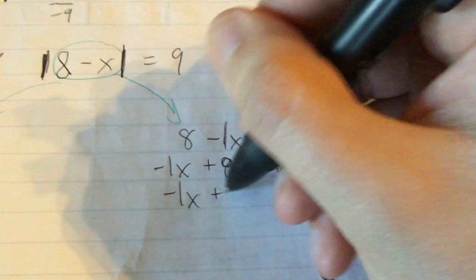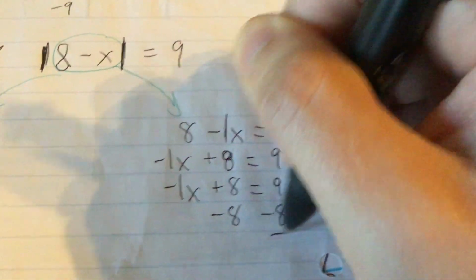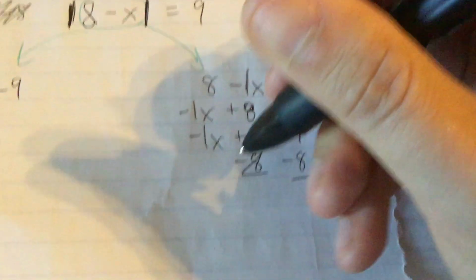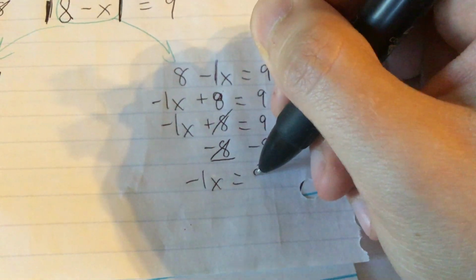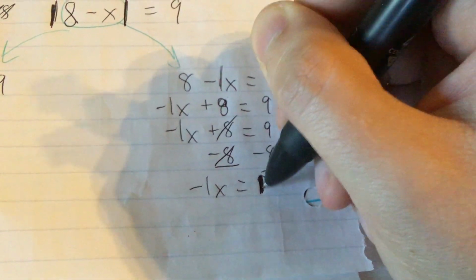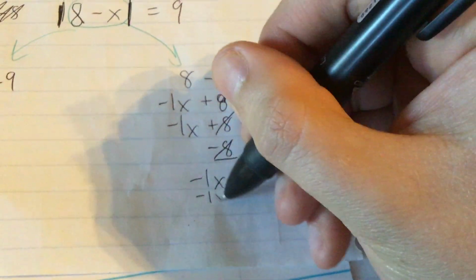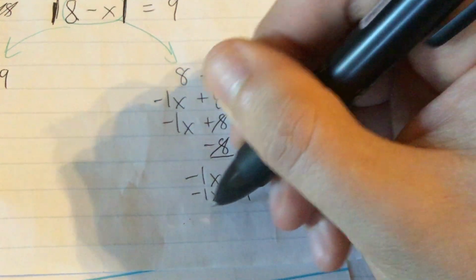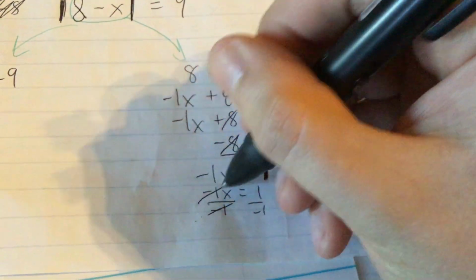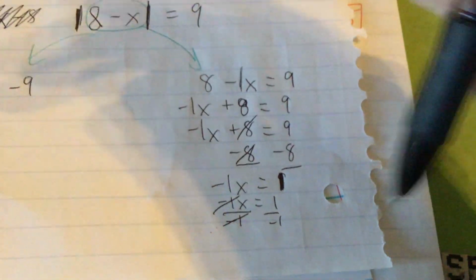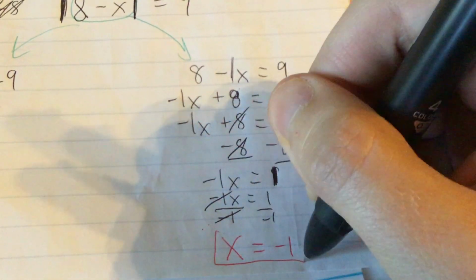And now I'm going to undo the layers of x by subtracting 8 from both sides. So now I've got -1x is equal to 1. But I'm not solving for -1x, I'm solving for x. So since I've got -1x is equal to 1, I'm going to divide both sides of the equation by -1. And thus, x is equal to -1. That's one of our solutions.